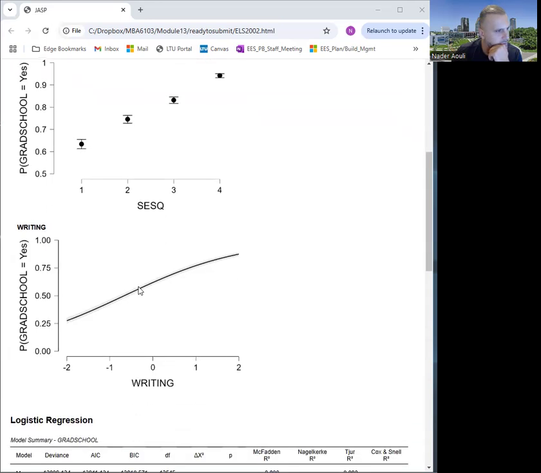Okay. Moving on, looking at our next plot, which is writing. The x-axis is the writing scores, and the y-axis is grad school equals yes, the probability of those attending school. You can see it's a curve. This shows the continuous relationship between the writing scores and the probability of attending graduate school. Again, looking at the trend, the probability of attending graduate school increases as the writing score increases. Makes sense? This means that higher writing scores are associated with a higher likelihood of attending school. Smooth curve, okay.